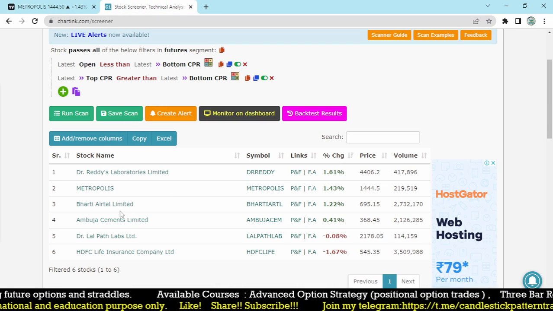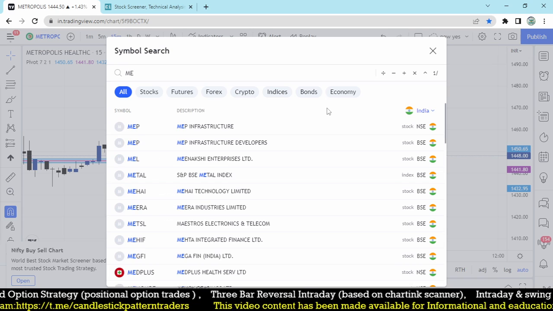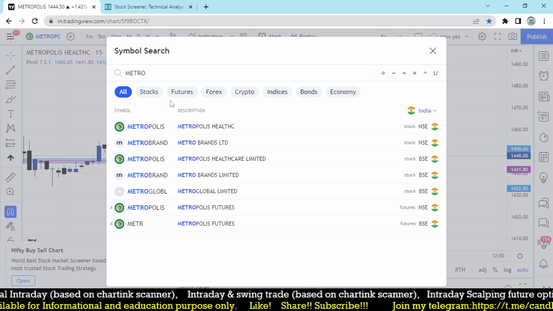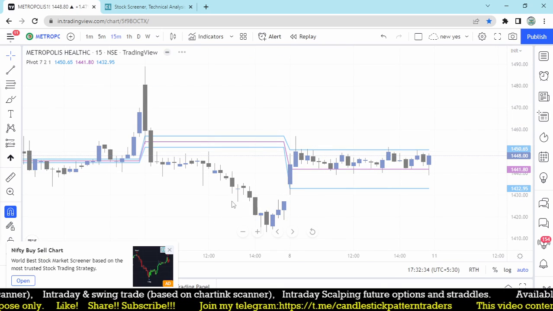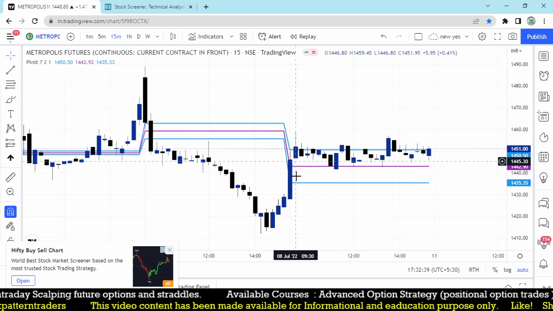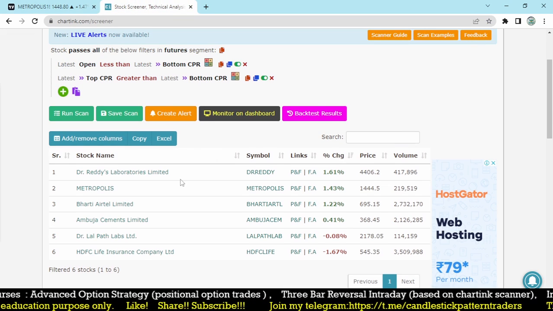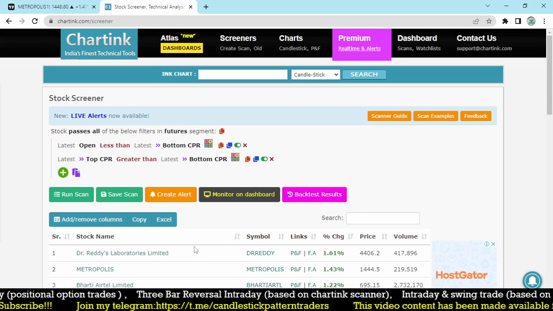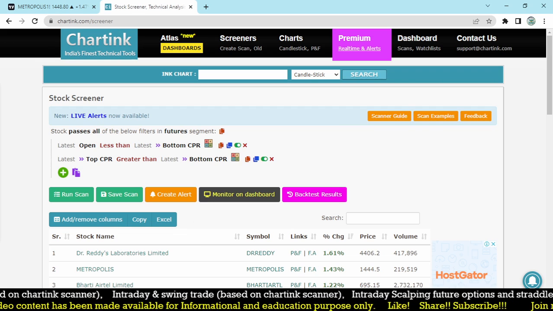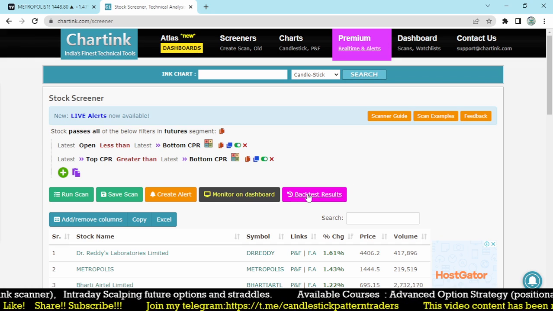How has it become wrong? Metropolis. There is a chance. Nothing wrong, right? We are using the futures, so it opened below, right? So we can create a lot of scanners using the CPR. Even we can use R1, R2. If the stock opens above R2, we can create that too, I think.